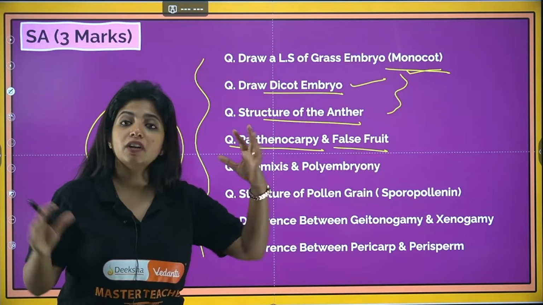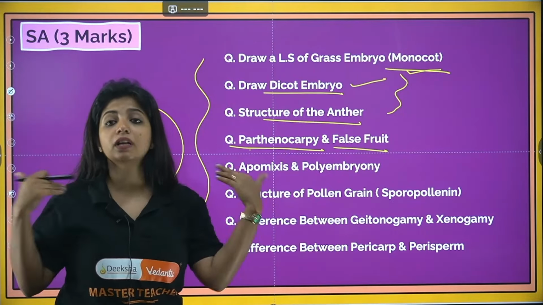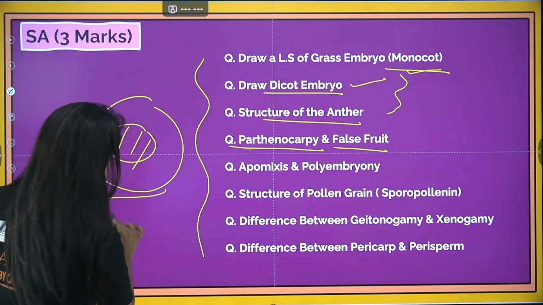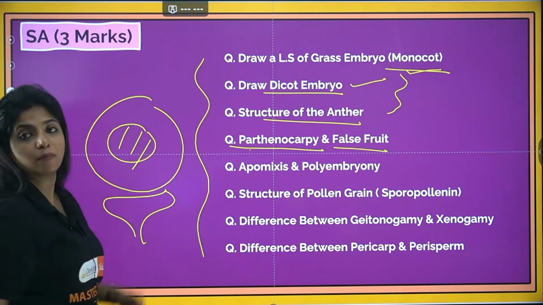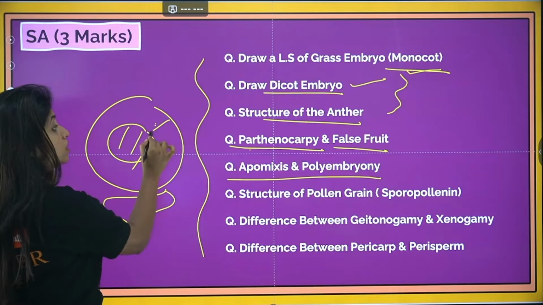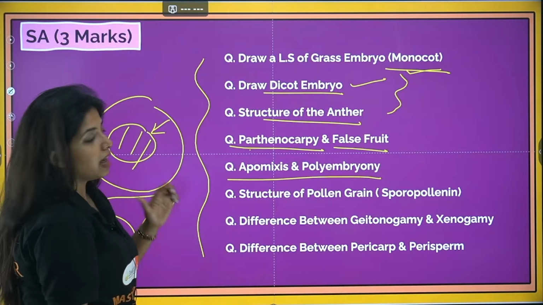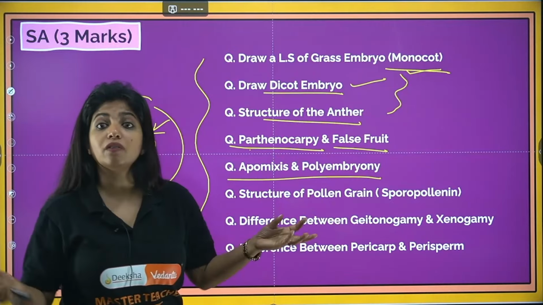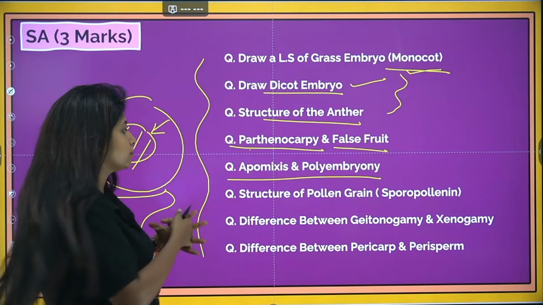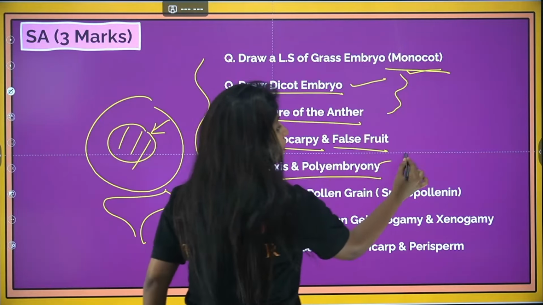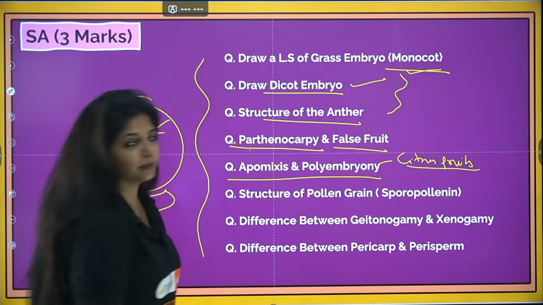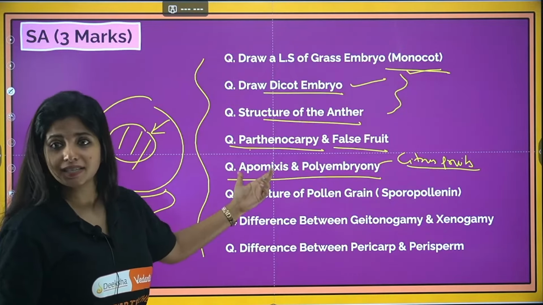What is false fruit? When apart from the ovary, something else is also participating in the formation of a fruit. For example, apple. In the case of apple, the thalamus, which is a part of a flower, also becomes a part of the fruit. Okay, apomixis and polyembryony. Apomixis is when a seed is produced without fertilization, very rare, and in that condition there is polyembryony, where you have multiple embryos within a seed, my dear children. That is polyembryony. You find polyembryony in citrus fruits. Apomixis you see in Asteraceae, grasses and things like that.